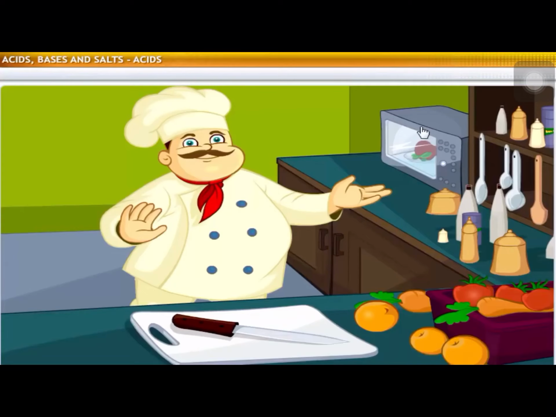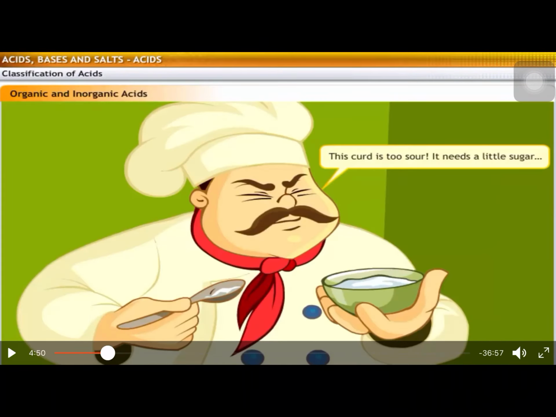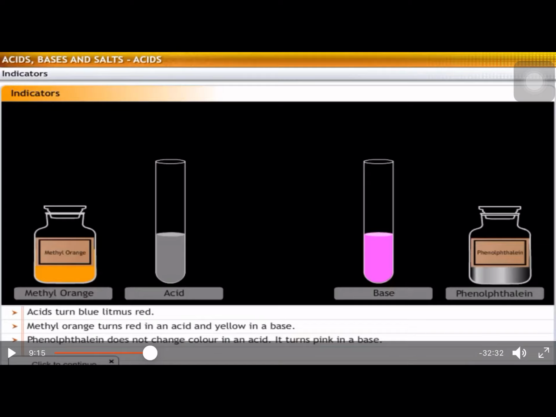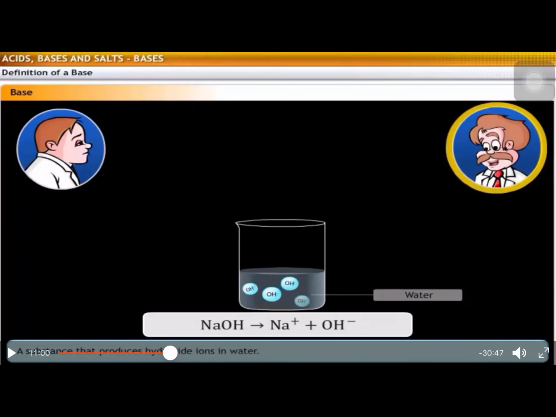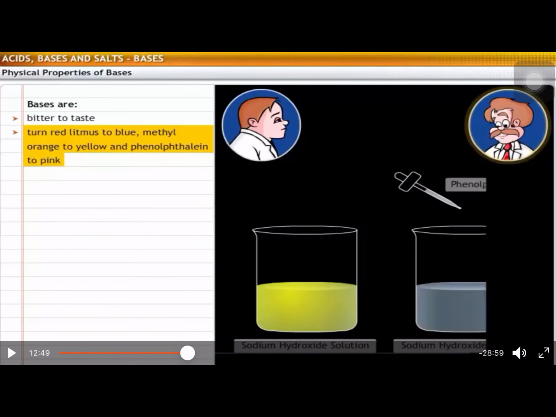And how is that so? Because when acids react with bases, what do they give? They give salt plus water. So just like acids, bases also give salt and water. Just note it down.